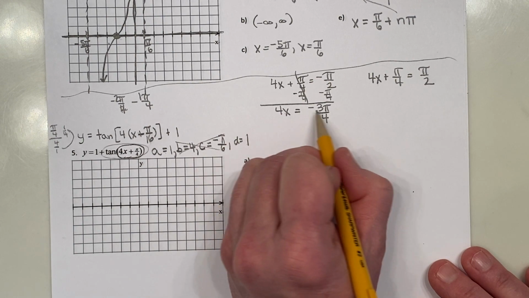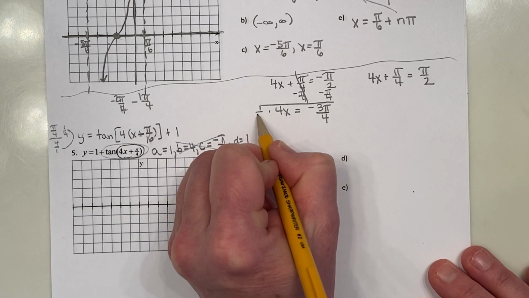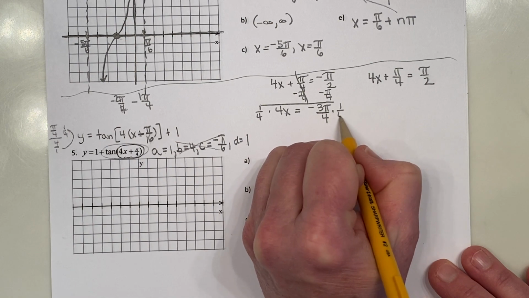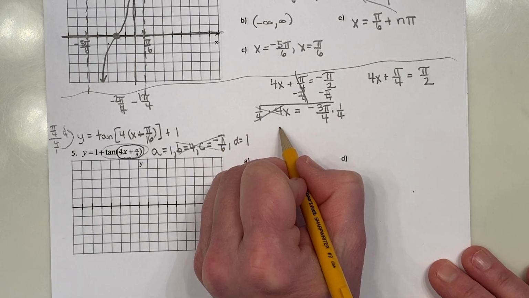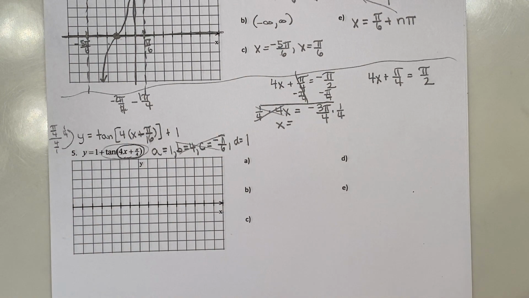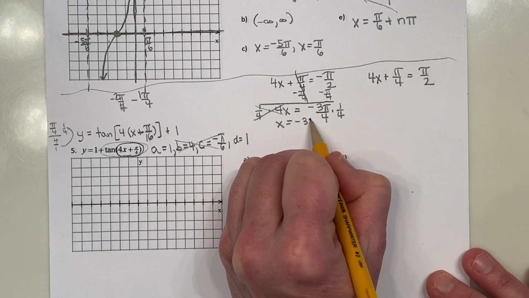I need to divide by 4, but I'm not going to. Instead, I'm going to multiply by the reciprocal, 1/4. That'll take care of getting just x. So x is going to equal negative 3 pi over 16.